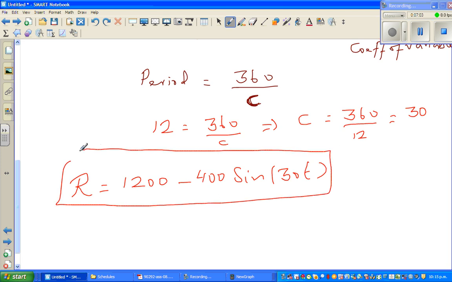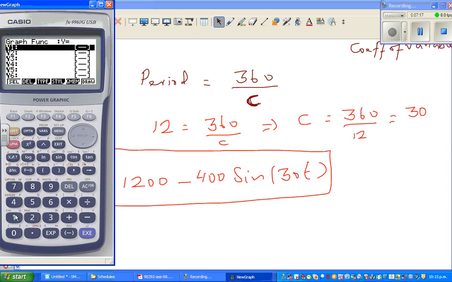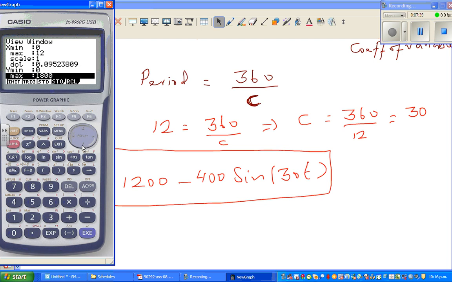So let's check whether this is right. Get your calculator out. Go to graph. I have already typed that in to check before I did it. So I'll type in 1200 minus 400 sine of 30x. x is the same as t, the variable is x. I have to set x from 0 to 12 for the 12 months, and I've gone from 0 to 1800 because I know the maximum.